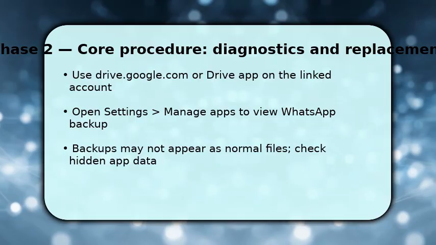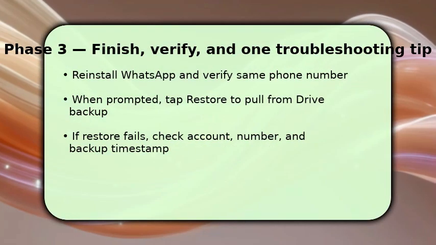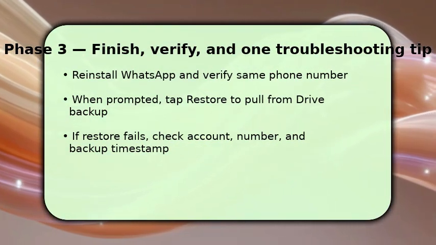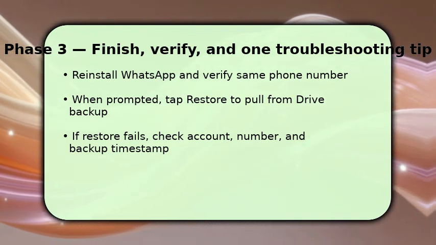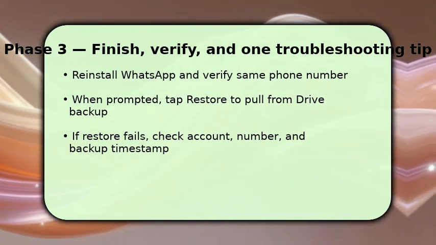To restore, install WhatsApp, verify the same phone number, and sign into the same Google account. Then follow prompts and tap Restore when offered. Once completed, media may continue downloading in the background, so be patient.